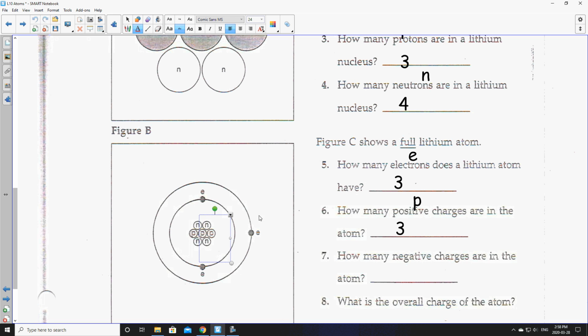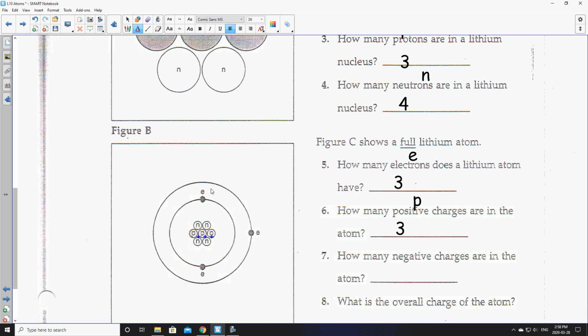Okay, so sorry everyone, give me a moment. Okay, so there's 3 positive charges, right over here. 1, 2, 3. Okay, 1, 2, 3. Sorry, it's hard to see.